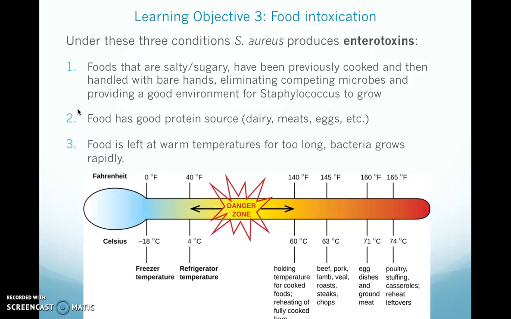And then third, food is left out at warm temperature for too long, so the bacteria grows rapidly. If you have these foods, even if they have S. aureus on them and you refrigerate them right away, then the S. aureus doesn't grow enough to produce the toxin. It's when it gets left out a long time that the S. aureus grows, makes a bunch of this toxin, and then the food gets eaten later and you have all this toxin sitting on it. It's not something that you can see or smell. You just need to practice good hand washing and food handling in order to prevent this from happening.